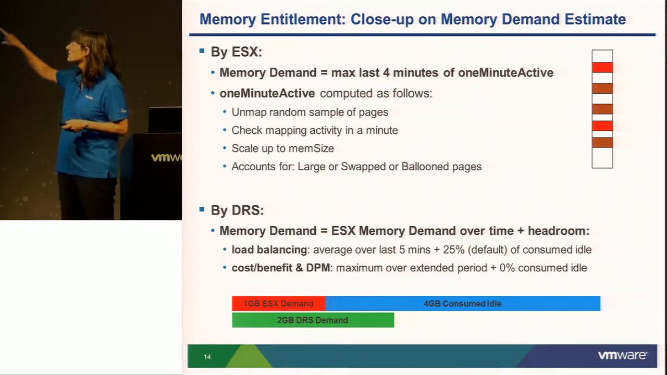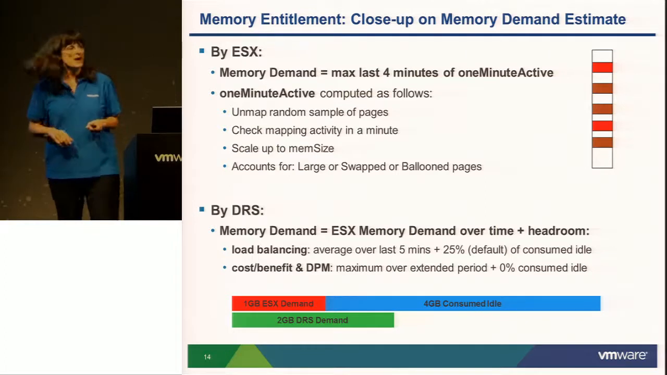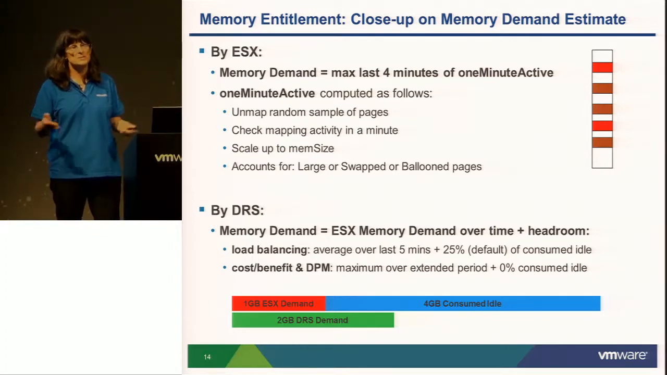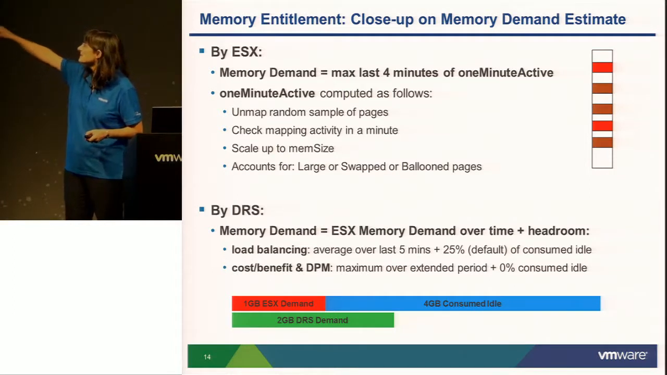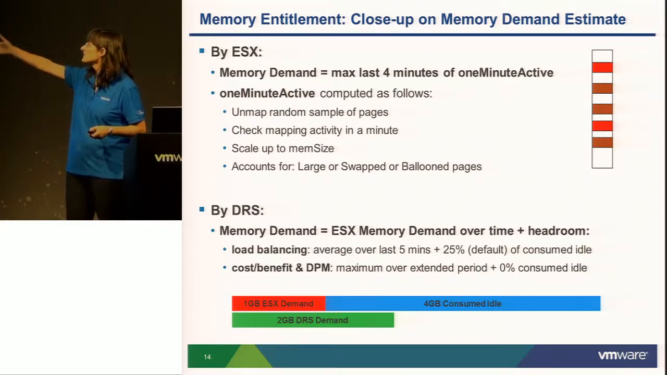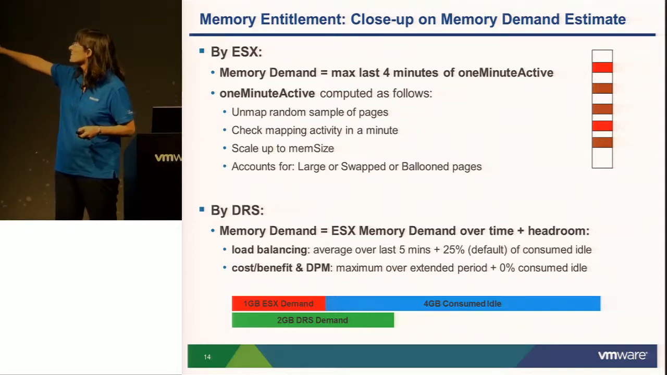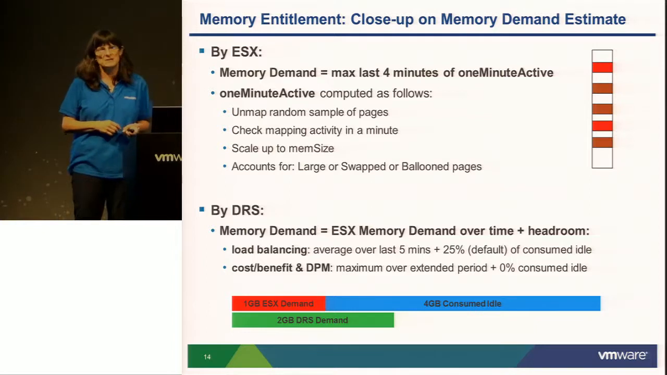Right now, we take 25% of consumed idle. What does this mean? Here we have a 5 gig VM. Let's say at boot time, the VM touched all its pages, so 5 gig is mapped in. Let's say that ESX memory demand computed by DRS averaged over the last 5 minutes is 1 gigabyte. We take that 1 gigabyte plus 25% of that remaining 4 gig that seems to be idle but is also consumed. So DRS would consider the demand of this VM to be 2 gigabytes.